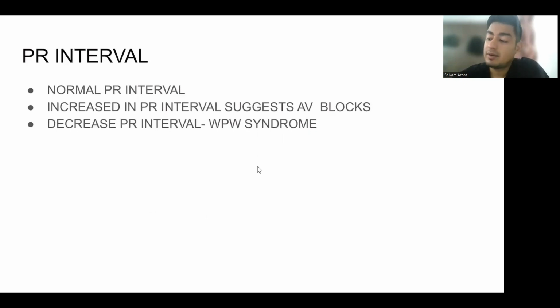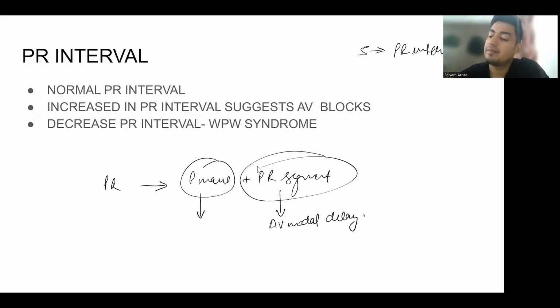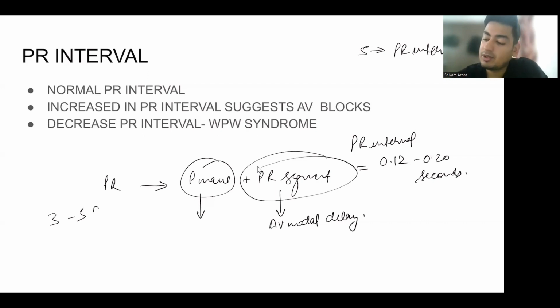Now the fifth thing to look for in an ECG is the PR interval. First of all, what is a PR interval? PR interval is P wave plus PR segment. P wave is because of atrial depolarization. PR segment is because of AV nodal delay. Now the normal PR interval is 0.12 to 0.20 seconds, or we can say 3 to 5 small squares.